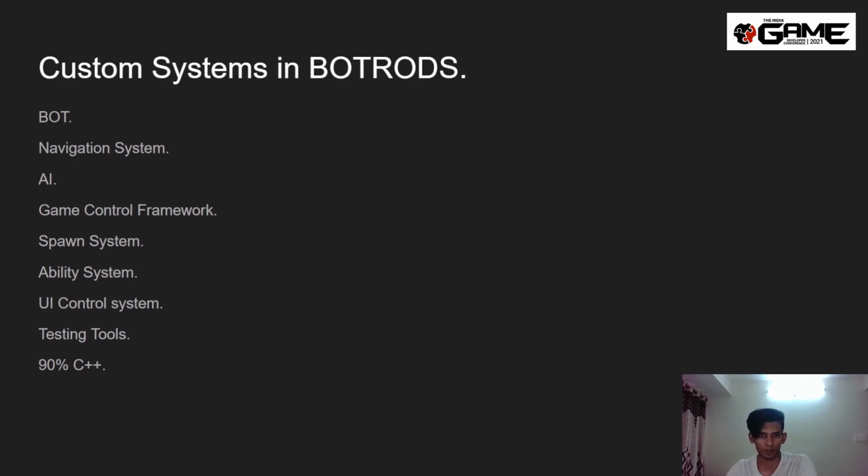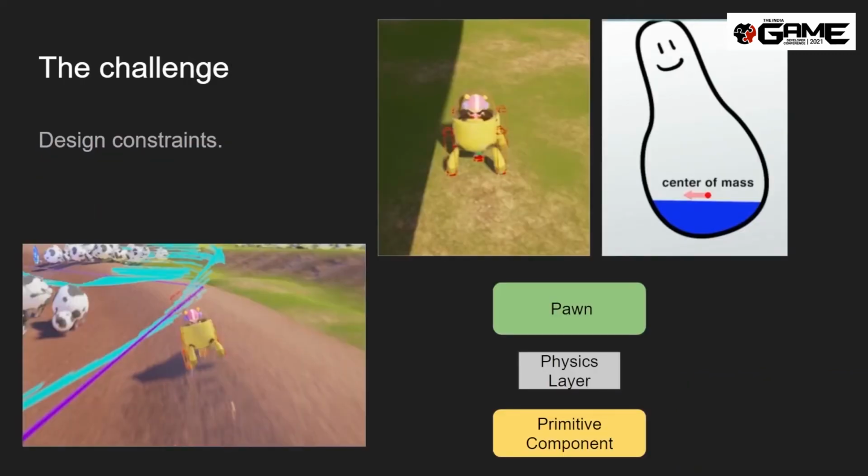90% of the system is written using C++, except for the UI, which uses blueprints pretty heavily. The same concerns of bots was one of the major challenges during the development of Bot Rods because of the complex nature of the problem. Bot Rods is a physics-driven game. The constraints were that the bot has to be agile, able to navigate on any terrain, and should be able to have all the behaviors as called for, including acrobatic skills, drift boost, speed boost, and other ability interactions, which makes the design of the system more complex than usual.